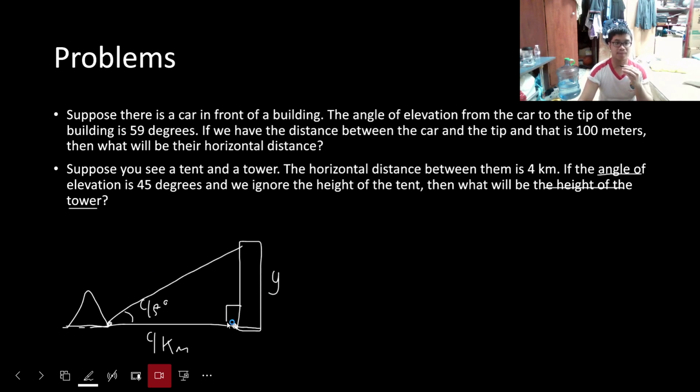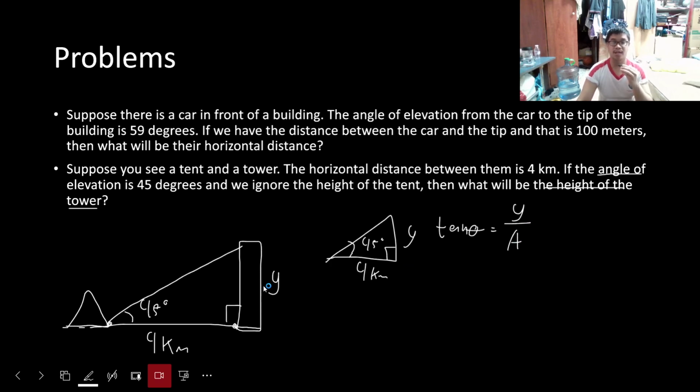Now, we can represent this as a right triangle. So we have y, 4 kilometers, a right angle, and then 45 degrees. So what would be the trigonometric ratio that we're going to use to find our y, or the height of the tower? Here, we're going to use the formula of tangent. Tangent theta is equal to the ratio of the opposite to the adjacent.